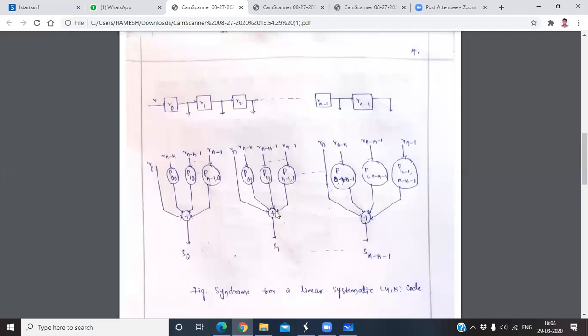Just you have to remember the matrix representation and go for the multiplication. Just write the equations. From the equations, you have to draw the circuit diagram. So look at the second equation. What is the second equation? S1 equals.